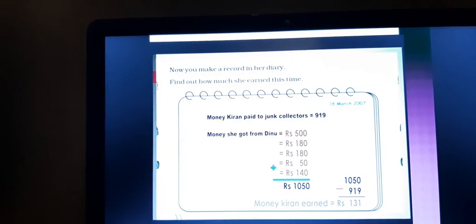See, 500, 180, 180, 50, 140. Whatever money she got, you have to add it all. If you add it, what happens? You will get 1050. So now 1050, that is what she got.